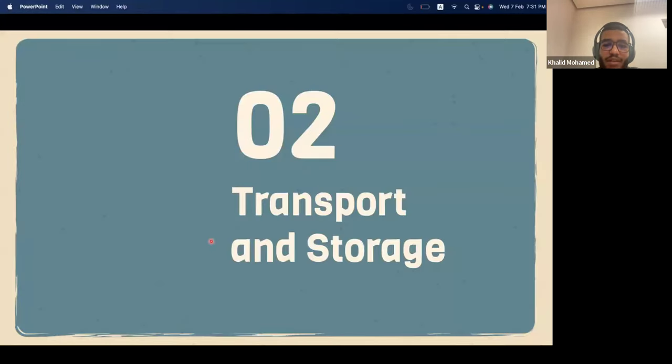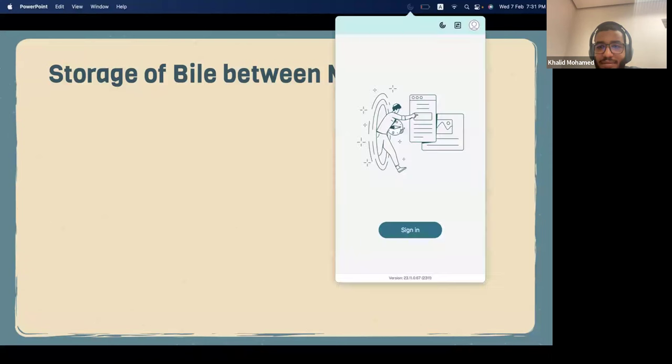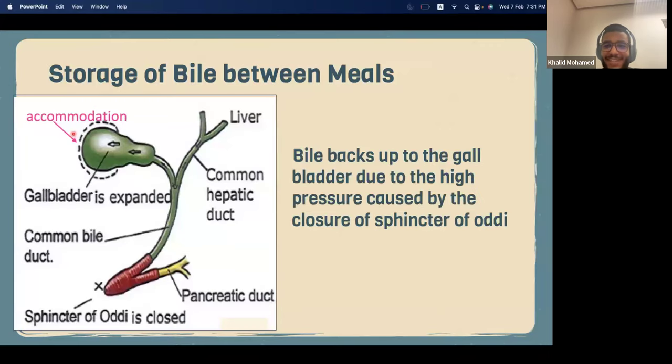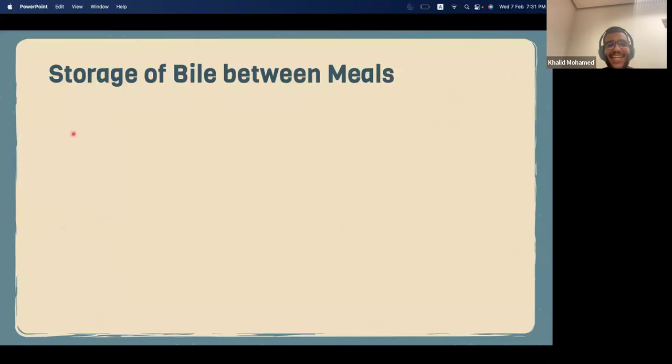Okay. So let's talk about the transport and storage of bile. What's this? I can't. Sorry, guys. You'll have to look with the low battery.